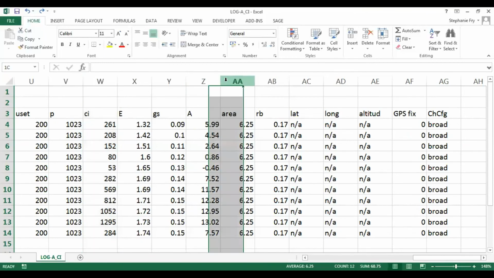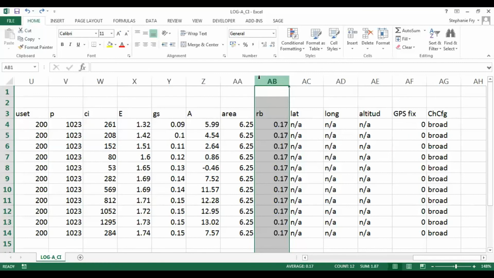Area denotes the leaf area or area of the chamber window. This is a default value set to the type of chamber being used. There is also the option to change the area manually if, for example, a leaf in the chamber does not quite cover the chamber window area. RB is boundary layer resistance in meters squared per second per mole.